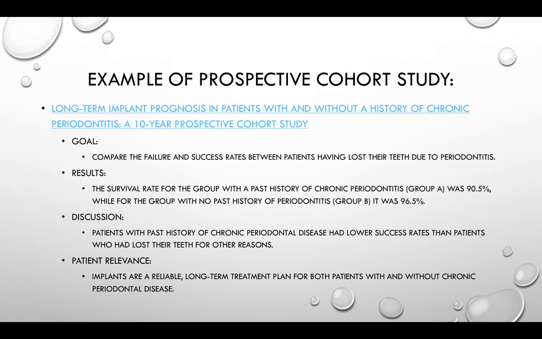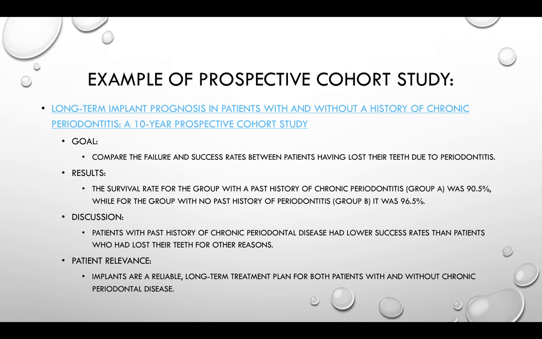An example of a prospective cohort study we found that was dental related was a long-term implant prognosis in patients with and without a history of chronic periodontitis by Carusis. It was a 10-year prospective cohort study that compared the failure and success rates between patients having lost their teeth due to periodontitis and for other reasons. The researchers took baselines for all the subjects involved in the study and followed them over a 10-year period to see if subjects with a history of periodontitis would develop the condition and observe how it would affect their implants over that span of time.